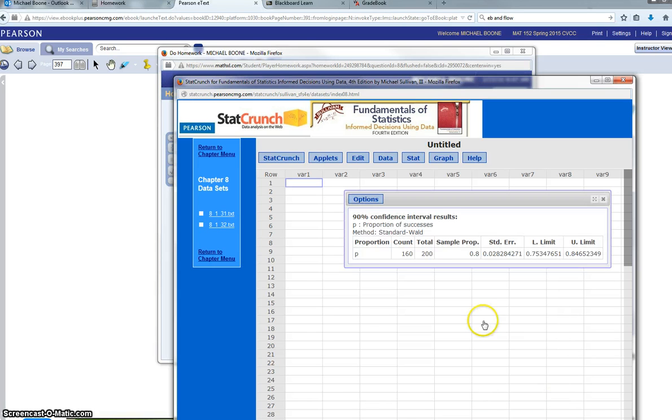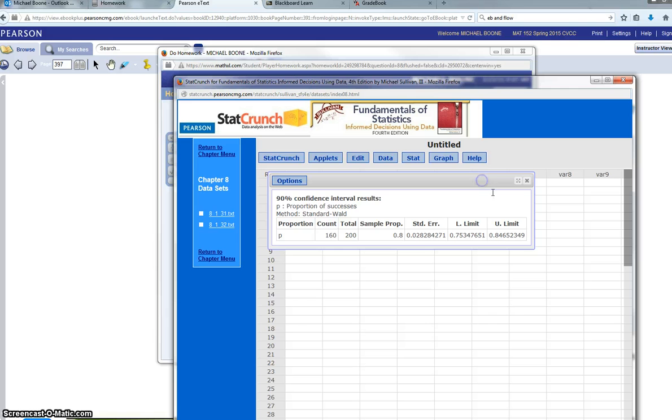And we compute. So it tells us our sample p-hat, or proportion, that would be 160 divided by 200, is 0.8. But here is my lower limit and upper limit. So I am 90% confident that the population proportion is between roughly 75% and 85%. That's what we are saying. So again, they gave us successes, total number, and they told us what percentage that we wanted. So that's all we need.